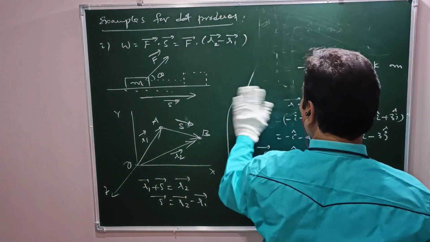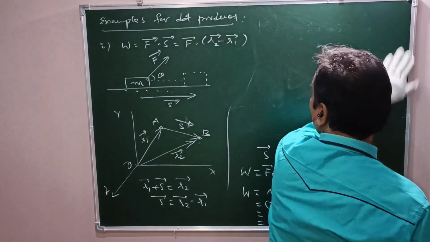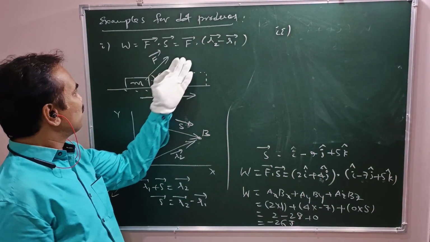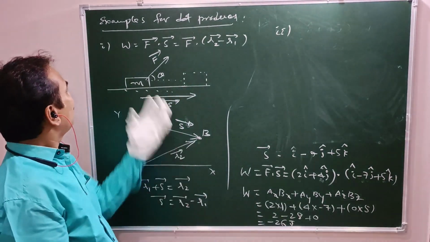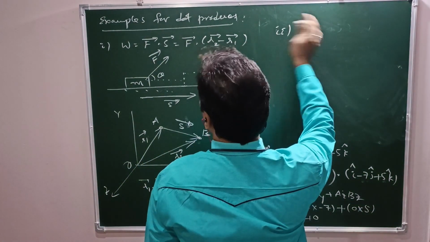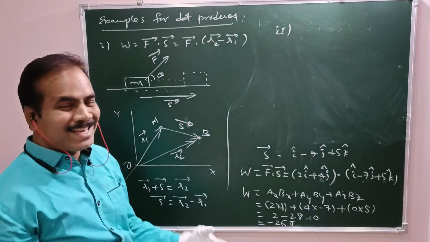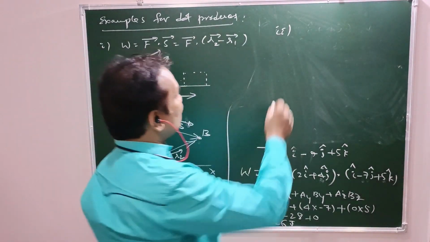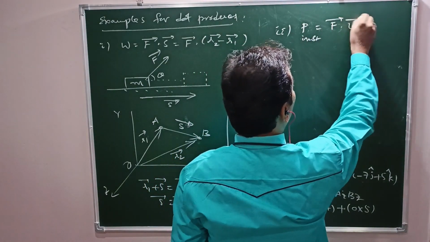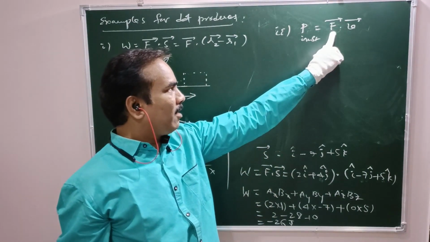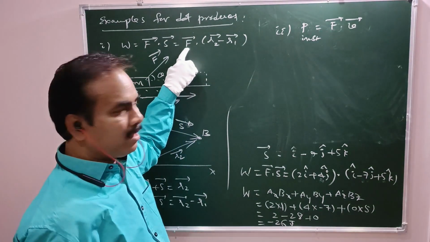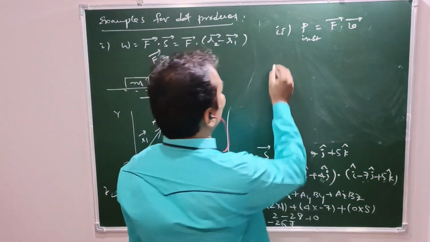Few more examples are there for work done. Let us see the second example. Work done F bar dot S bar, that is F bar dot (R2 bar minus R1 bar). Now remaining examples for dot product. Before that, in the same example, what is the instantaneous power for this force? Instantaneous power equal to F bar dot V bar. The dot product of force vector and velocity vector is numerically equal to instantaneous power delivered by the external agent, that is force.